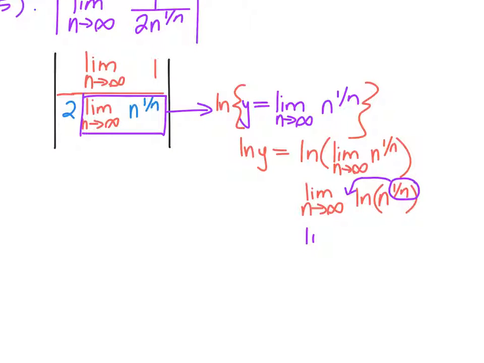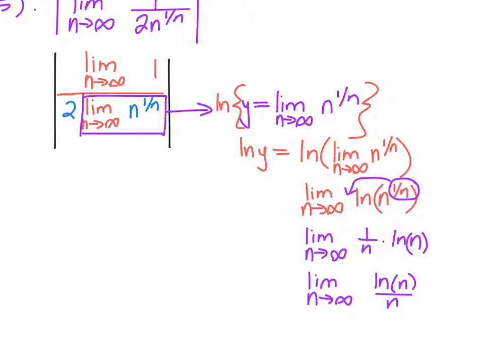And so I'd be looking at the limit as n approached infinity of 1 over n times ln of n. And you say, well, how does that help? Well, if I plug in infinity, I'm going to get an indeterminate answer. It'll be the limit as n approached infinity of the natural log of n over n. Plug in the infinity, you're going to get infinity over infinity.